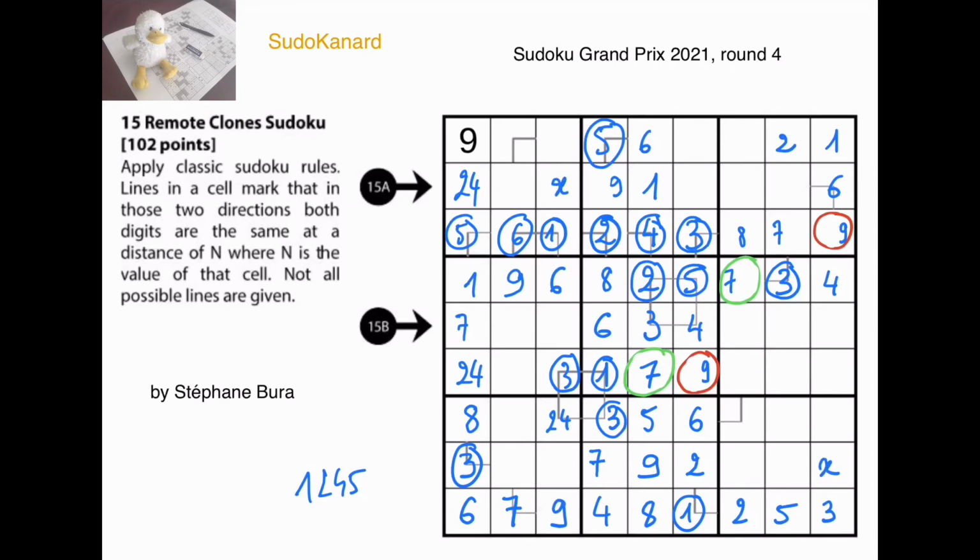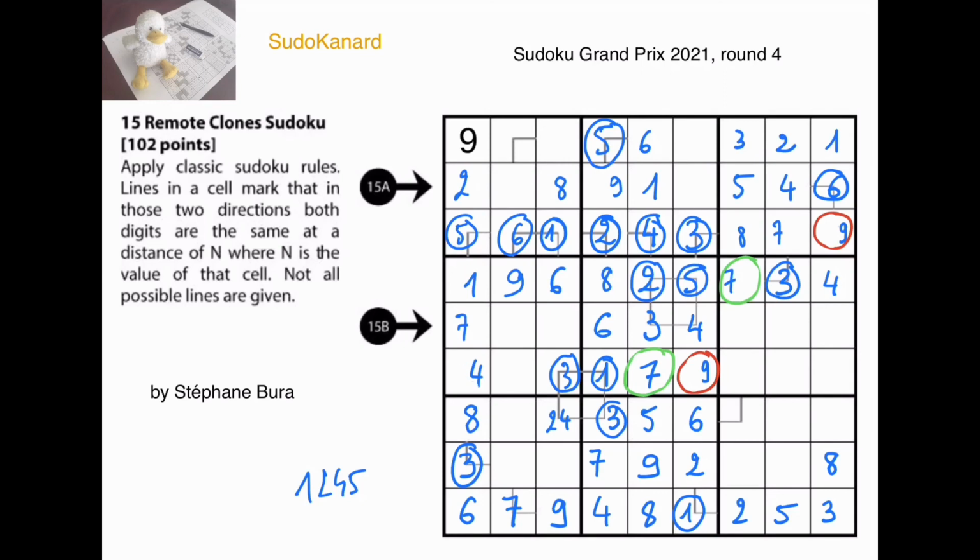Let's look at the possibilities. 1, 2, 3, 4, 6, 9, 7. Only 5. 5 is not available. It has to be an 8. Three, 4, 5 here. So this is a 4. This is a 3. This is a 5. And this 4 makes this a 2.